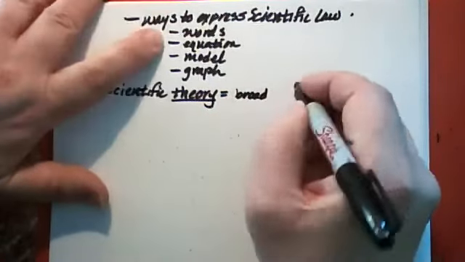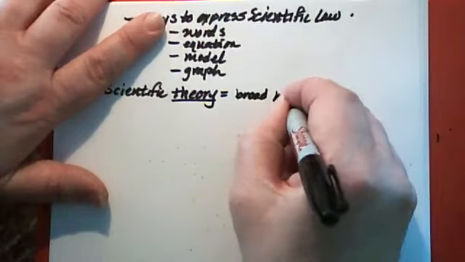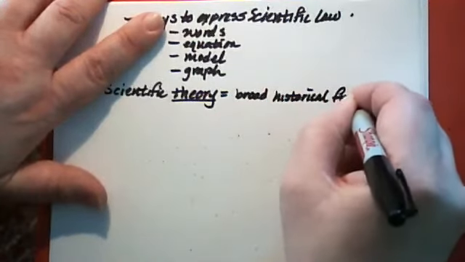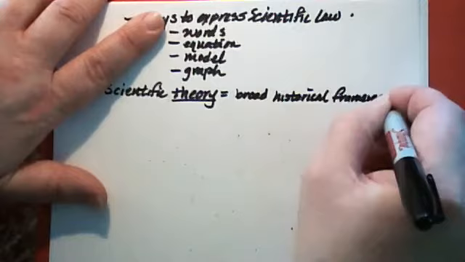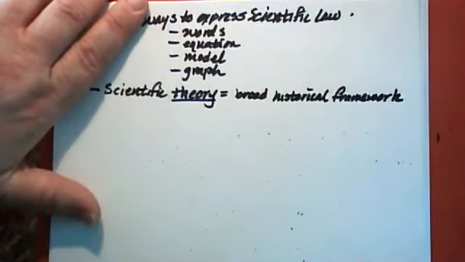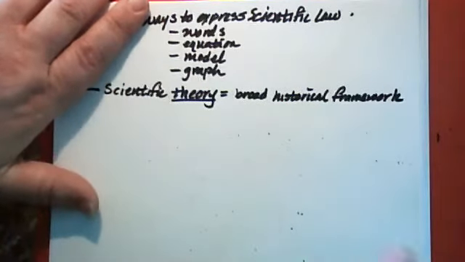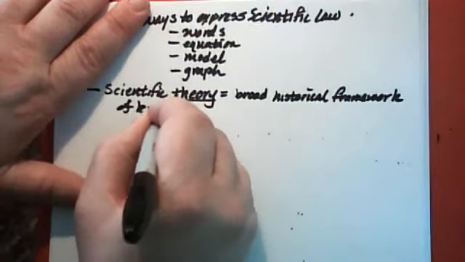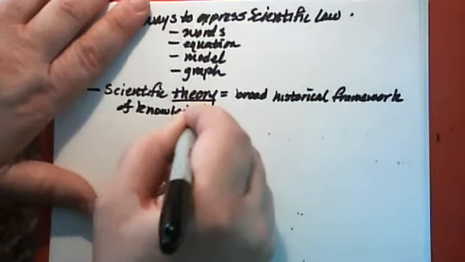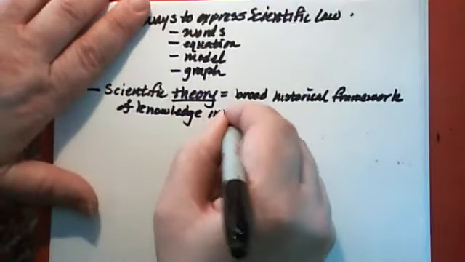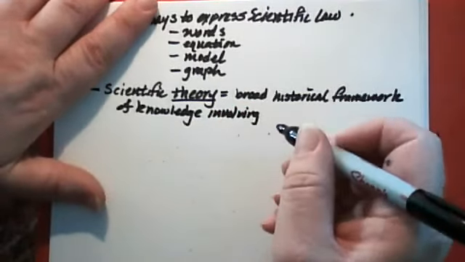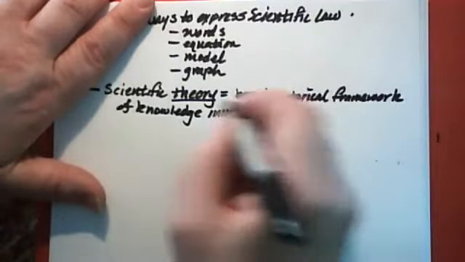And theories are much broader than laws. Theories are a sort of broad historical framework of knowledge, and it takes in all of the principles and facts known about a particular area of science.